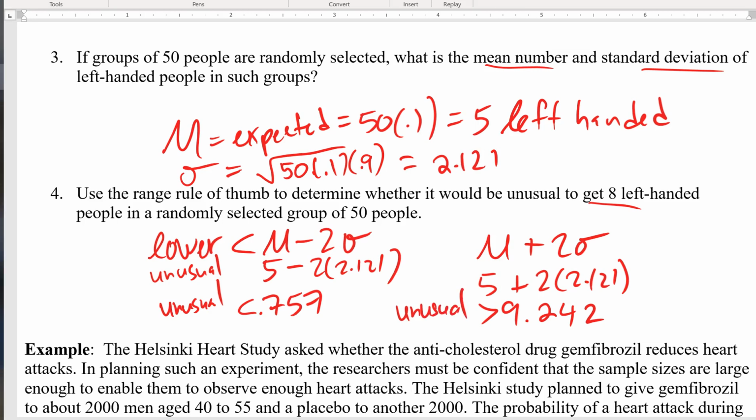Is 8 unusual? Well, this says we can expect it to range between a little less than 1 and about 9 people, right? Is 8 in that range? So this would be our usual range, from 0.757, which you can't have 0.757 people, so about 1 person, up to about 9.2. You can't have 9.2 people, so about 9. And 8 is in that range, so 8 would not be unusual.